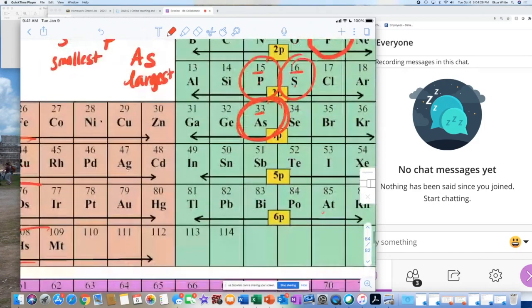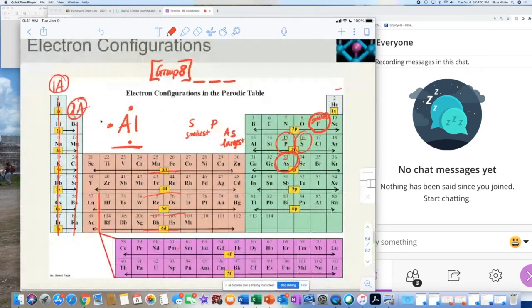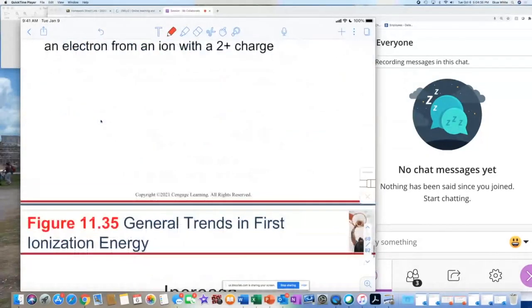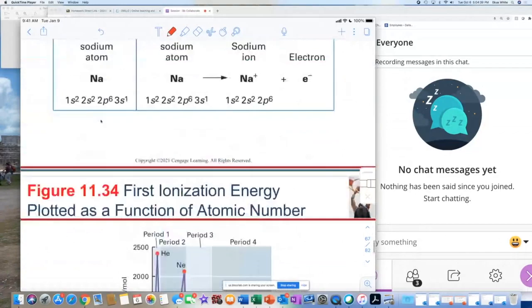So when they're asking you to arrange elements that way, use the periodic table. Don't make it hard on yourself. Use the periodic table. The one that's close to fluorine is the smallest. The one further away is larger.